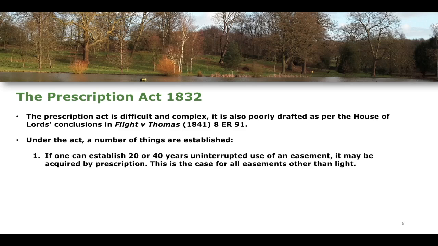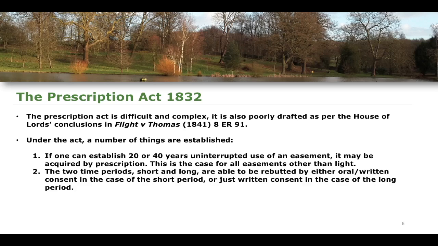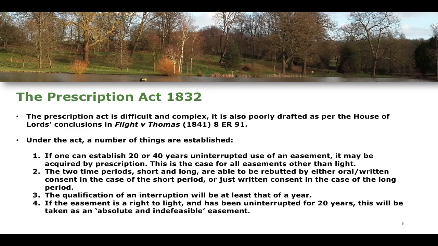Firstly, if one can establish 20 or 40 years of uninterrupted use of an easement, it may be acquired by prescription. This is the case for all easements with the exception of easements of light. The two time periods, short and long, are able to be rebutted by either oral or written consent in the case of the short period, or just written consent in the case of the long period. The qualification of an interruption must be at least that of a year. And then if the easement is a right to light, which was obviously provided as an exception, it has to have been uninterrupted for 20 years. This will be taken as an absolute and indefeasible easement.